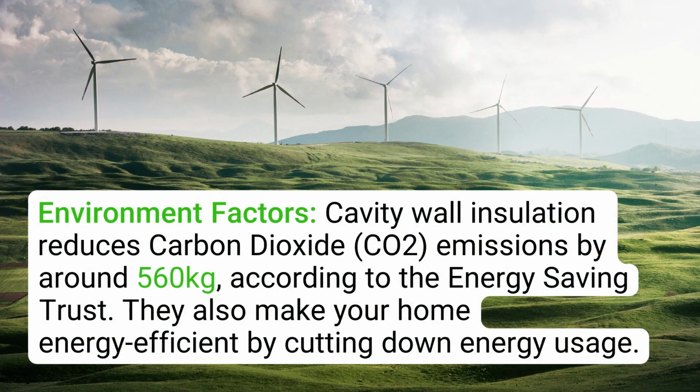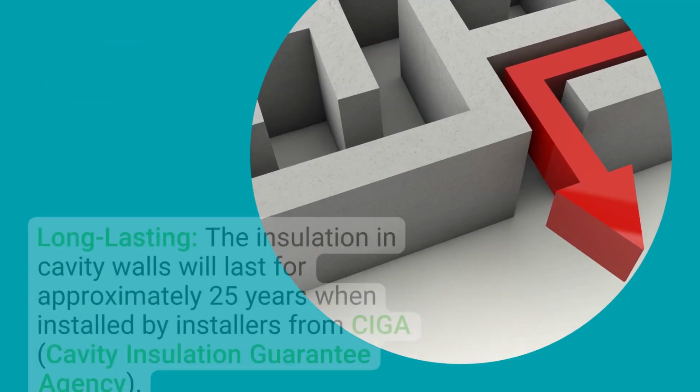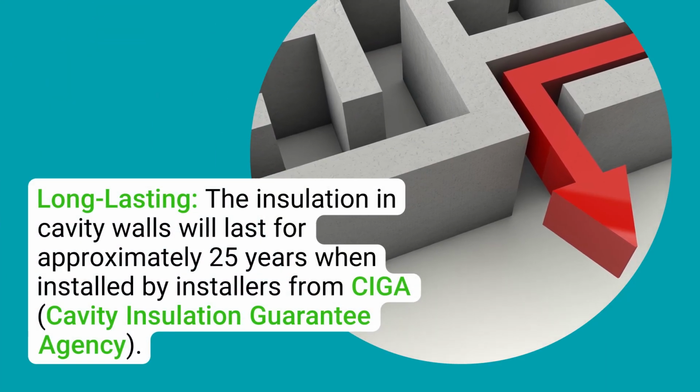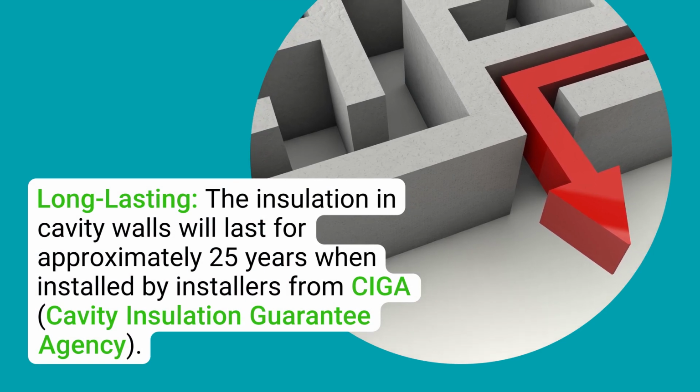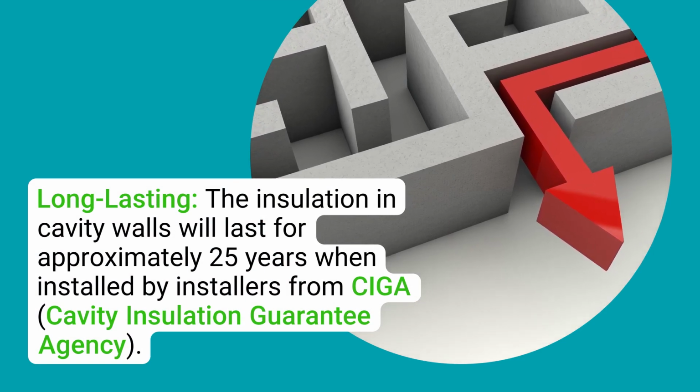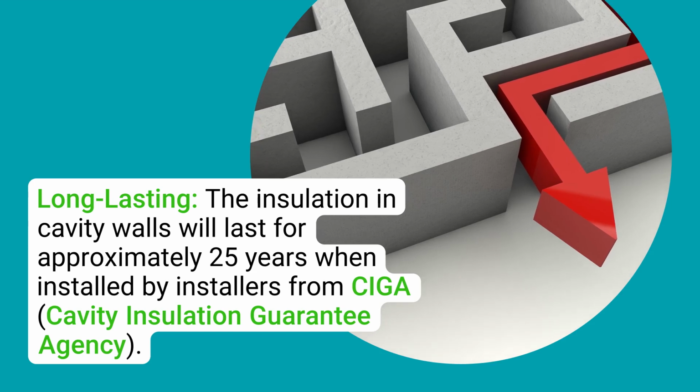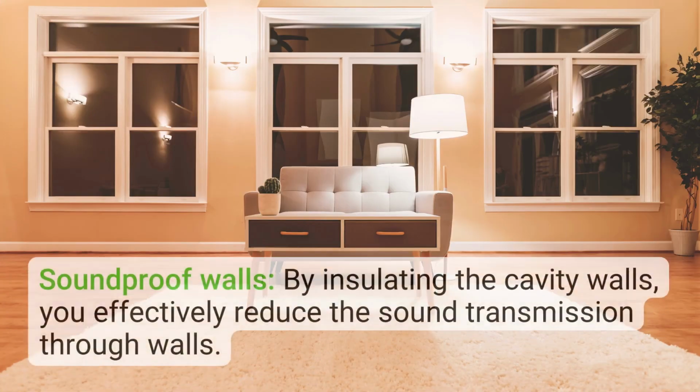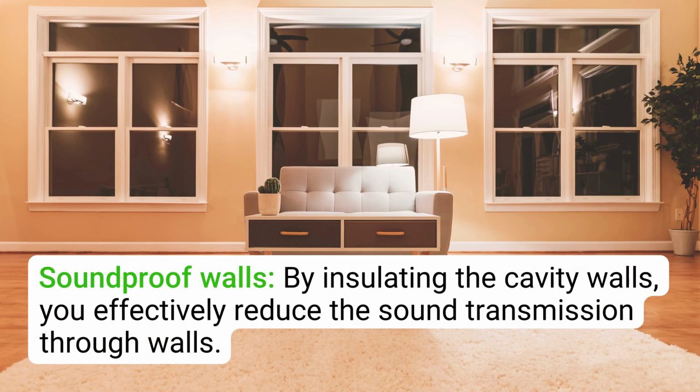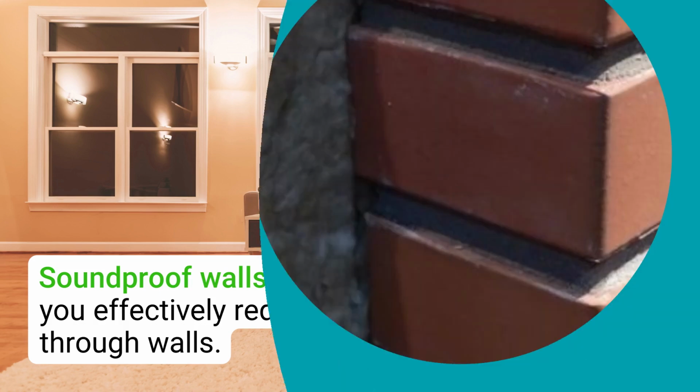Environment factors. Cavity wall insulation reduces carbon dioxide emissions by around 560 kilograms, according to the Energy Saving Trust. They also make your home energy efficient by cutting down energy usage. Long-lasting. The insulation in cavity walls will last for approximately 25 years when installed by installers from Cavity Insulation Guarantee Agency. Soundproof walls. By insulating the cavity walls, you effectively reduce the sound transmission through walls.